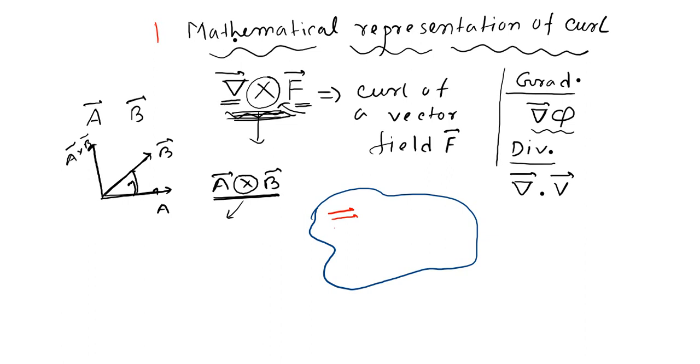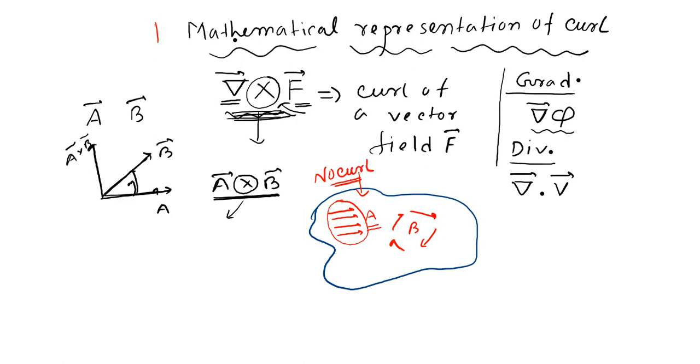Although each and every point represents a vector, here I will show only a few vectors. Let's say this is the region A, and this is a different region B. The vectors are like that. So in region A, there is no rotation of these vectors, right? So that means here we can say no curl.